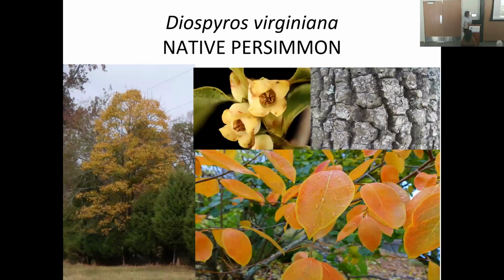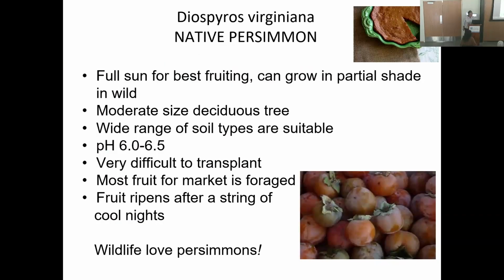Native persimmon is a really beautiful tree in the landscape. That bark has been called alligator bark, described as alligator skin. The flowers are pretty. You don't really see those unless you've got some lower branches. Awesome fall color. And then you get the fruit. Here's a picture of the fruit down here in the bottom. And of course, that's ripe fruit.